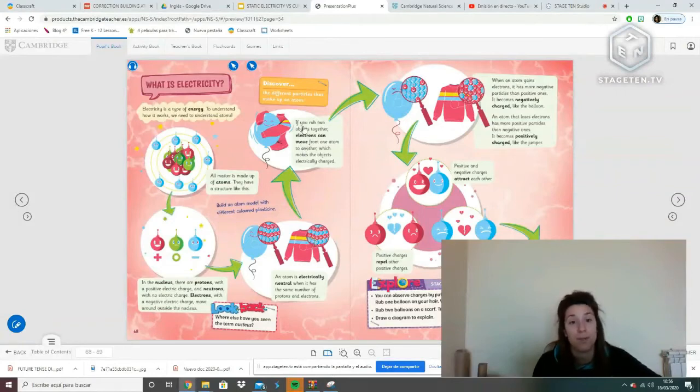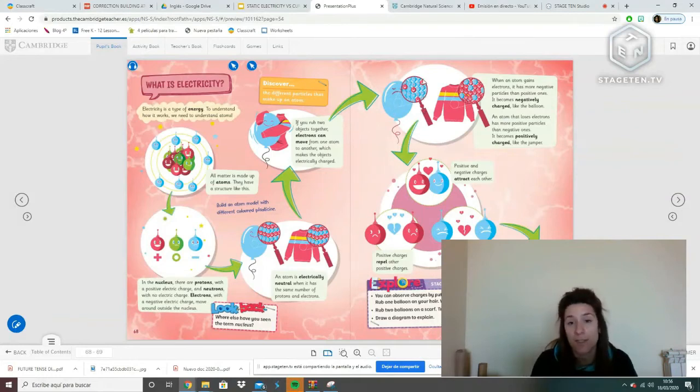But electrons can move. So for example, if you rub two objects together, like the balloon and the jumper, the electrons can move from one object to another. And here is the point where the imbalance of charges is produced.